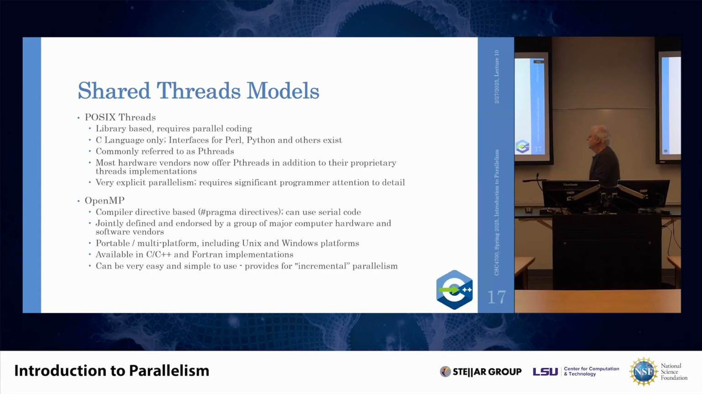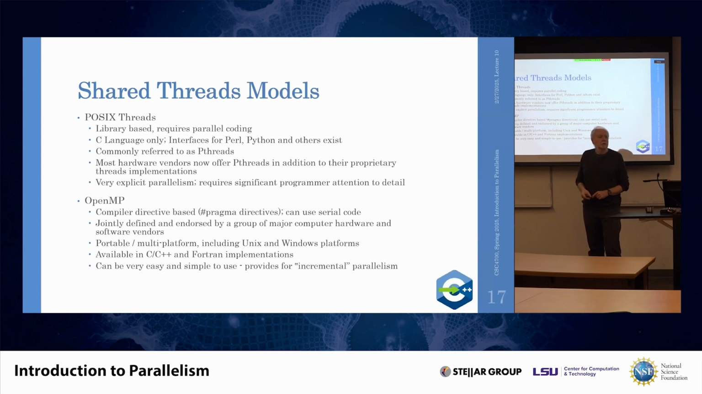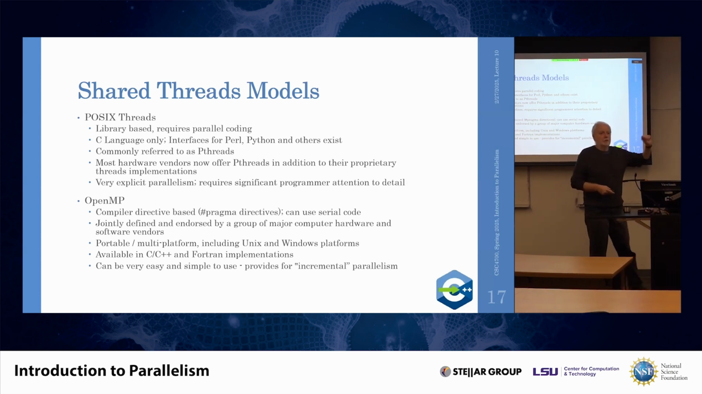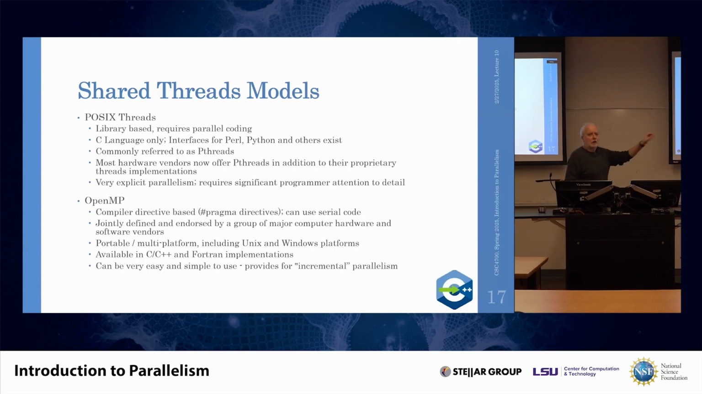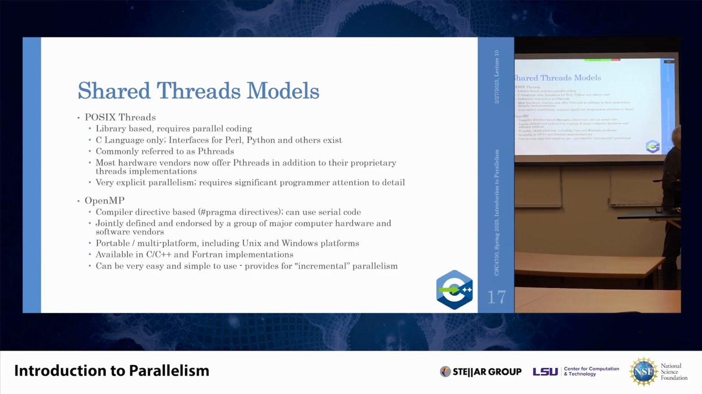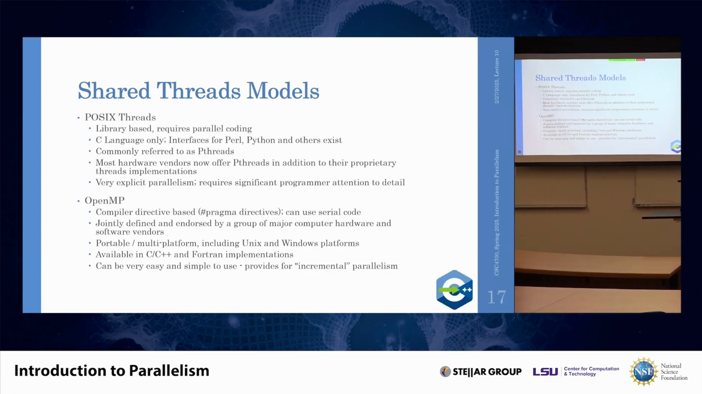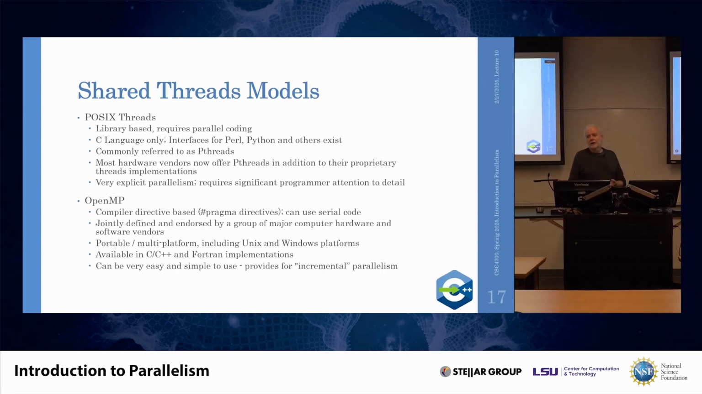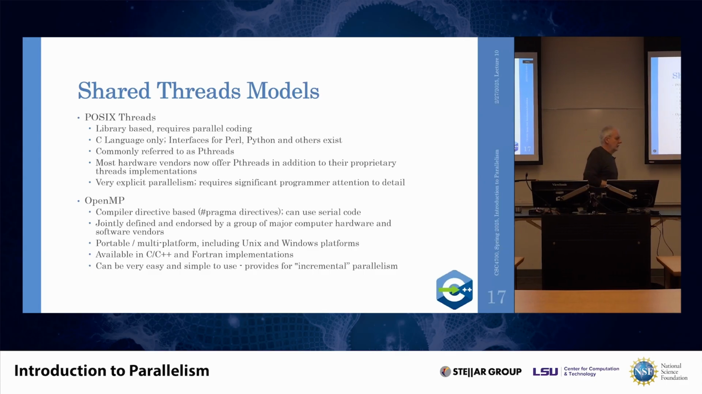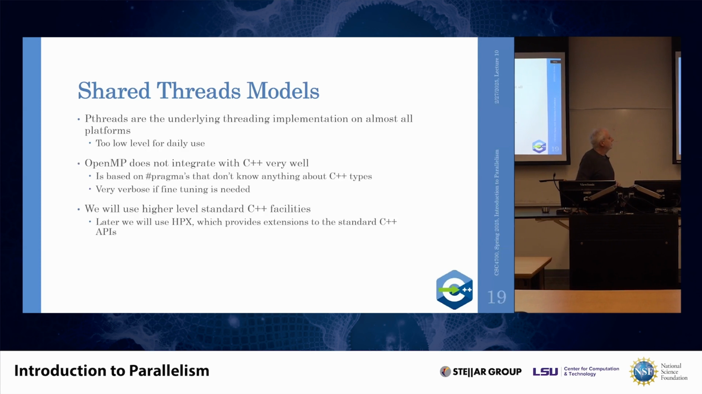OpenMP is a compiler directive-based solution. Essentially, you add hash pragmas to your source code. Things like you slap a pragma in front of your for loop, which says pragma OpenMP parallel, and the compiler will automatically parallelize the for loop that comes after, just in short. It's a standardized API, which is good. It's available for C, C++, and for Fortran. It can be very easy and simple to quickly get some results, but it's very complicated when you want to do very specific things, customize your solution.